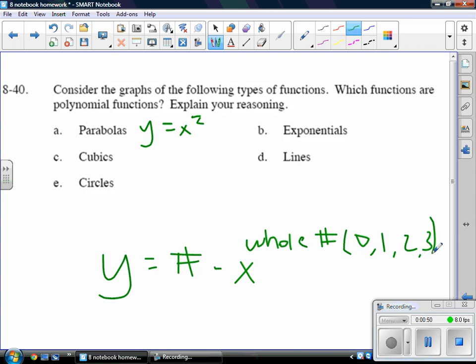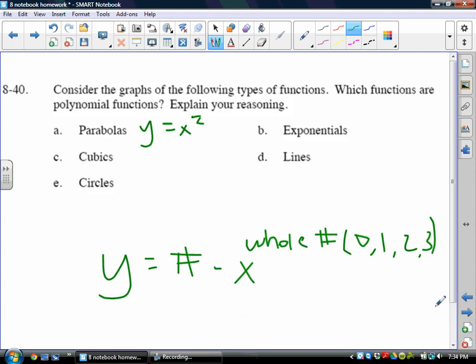Okay, so let's think, does this parent function y equals x squared satisfy this? Yes, the number in front would be a 1. X to the whole number power, 2 is a whole number, yes, that would be a polynomial function because of the equation. If you need to explain it, I'd have your equation written down and say that it satisfies this definition right here.